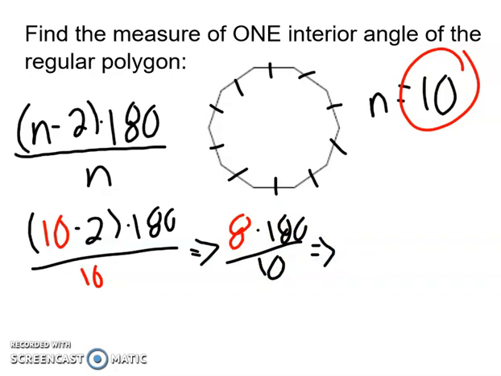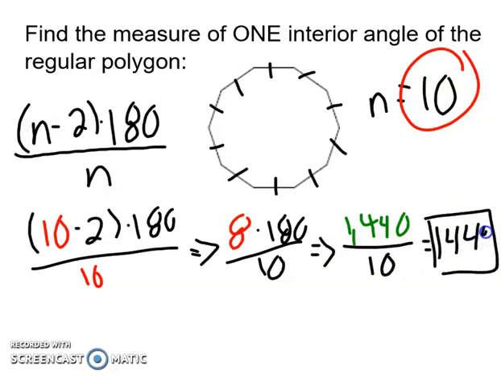We know that 8 times 180 is 1,440. That's going to be over 10. So now we divide that out and we get 144 degrees. That means that one of the angles is going to be 144 degrees, and each individual angle will be 144 degrees because it's a regular polygon. That means that all angles are going to be equal. So again, in this setup, we found the total value of the degrees, and then we divided by the number of angles, because number of angles and number of sides are the same. So we divide by the total number of angles to find one angle.